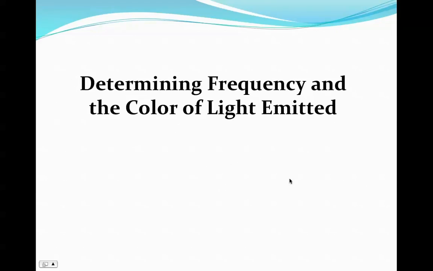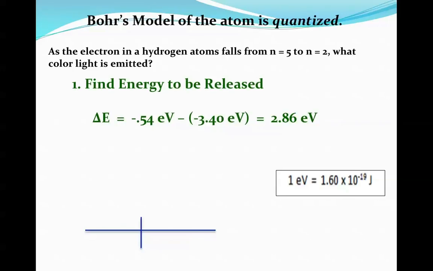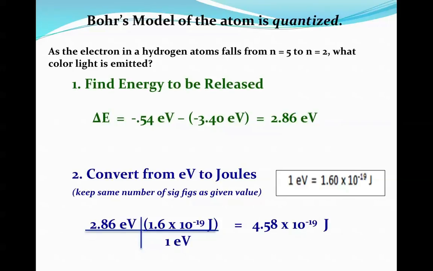Okay, so now we can also determine frequency and the color of light that's actually emitted when this transition happens. So as the electron in a hydrogen atom falls from n equals 5 to n equals 2, what color of light is emitted? That's our goal, figuring out the color of light. So we're going to complete several steps. We've already seen these first two steps: finding the energy to be released, which is the 2.86 electron volts, and also converting from electron volts to joules in order to use the formulas in our reference tables.